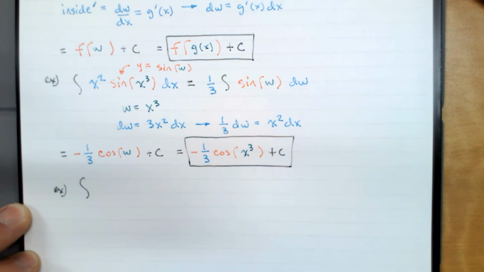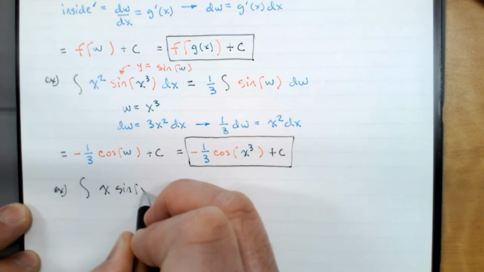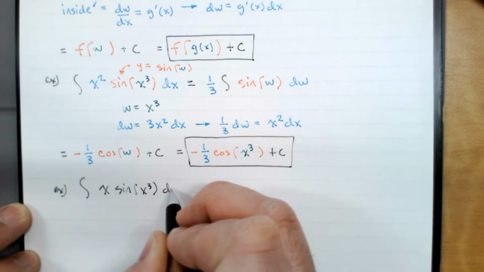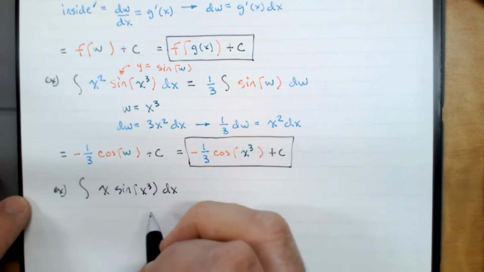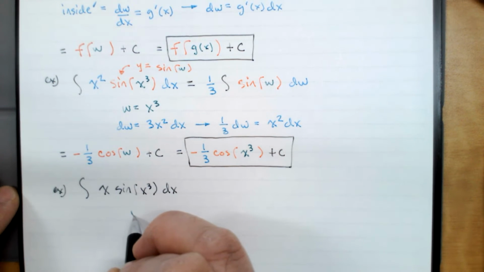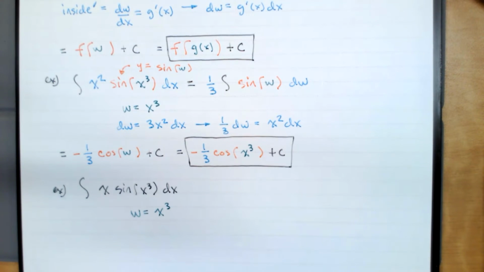Let's suppose I had the integral of x. We're going to see fairly quickly that this is not a substitution problem. It's important that we be able to look at this and see why it is not a substitution problem. So the thinking is the same. The only thing that's a candidate for an inside function is an x cubed. So I'm going to make a substitution, w equal x cubed.